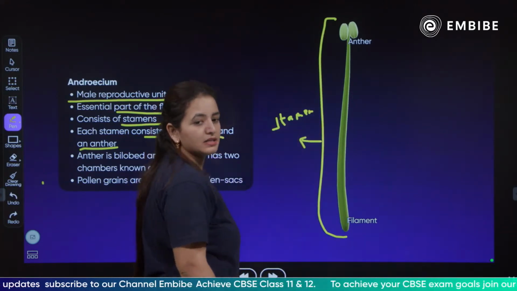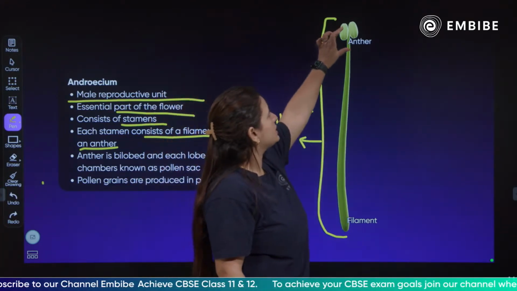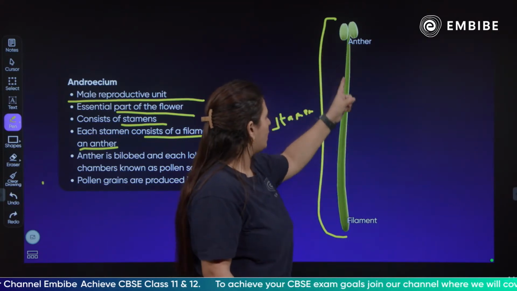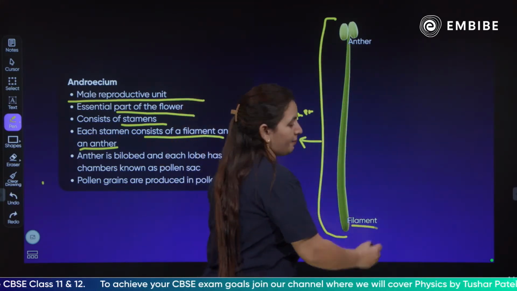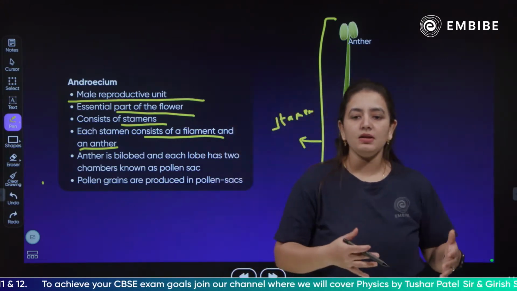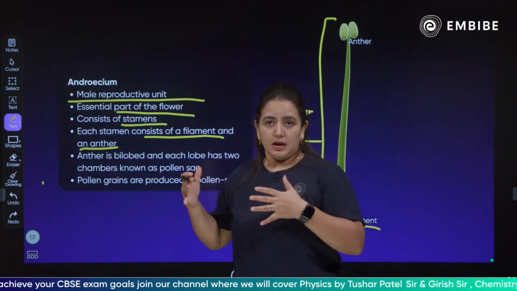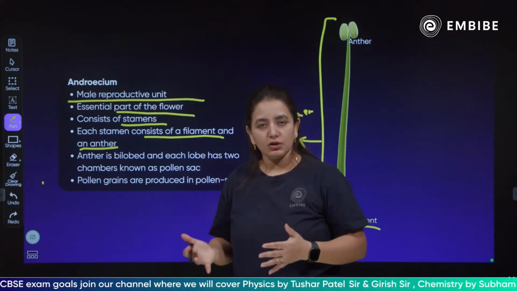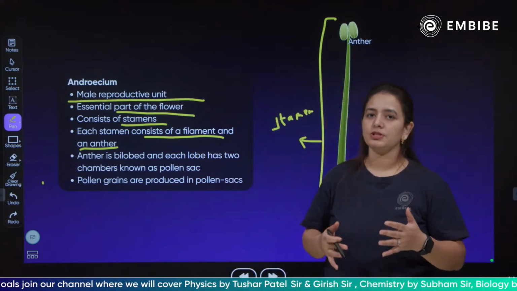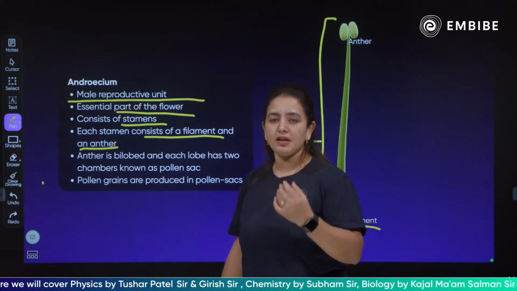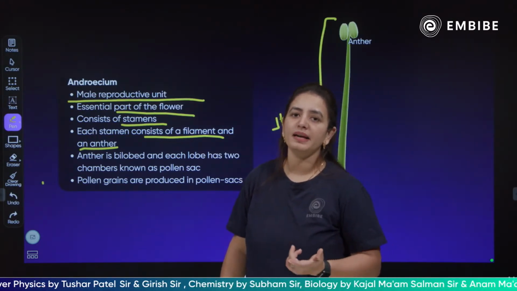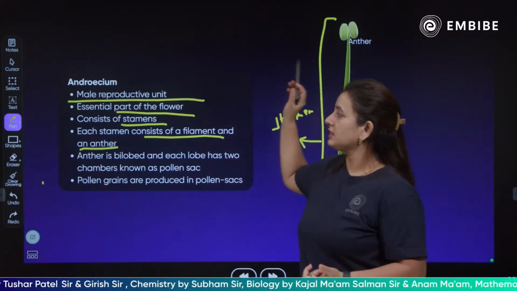The stamen is divided into this part, which is an anther, and the whole long filamentous structure, which is called a filament. So the stamen, which is an androecium part and a part of the male reproductive system, is divided into two parts: a filamentous structure called filament, and the anther.